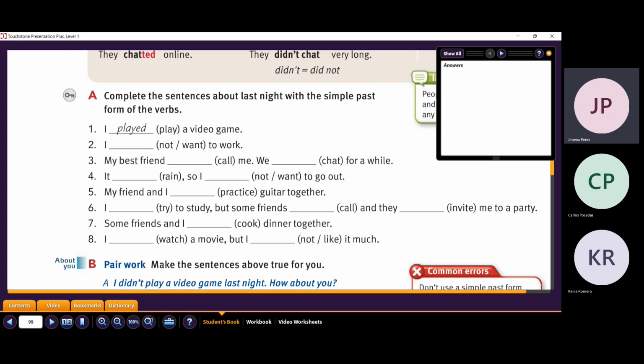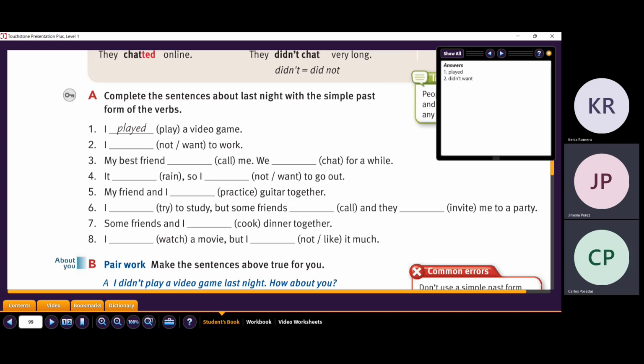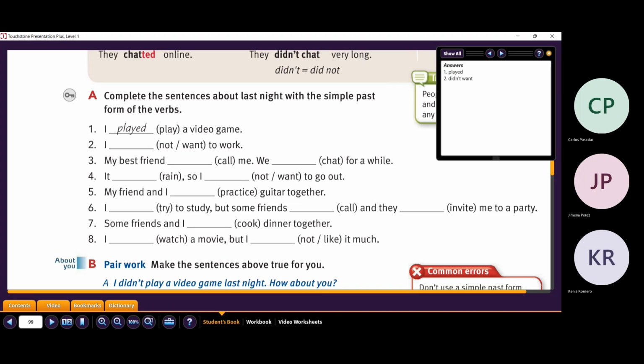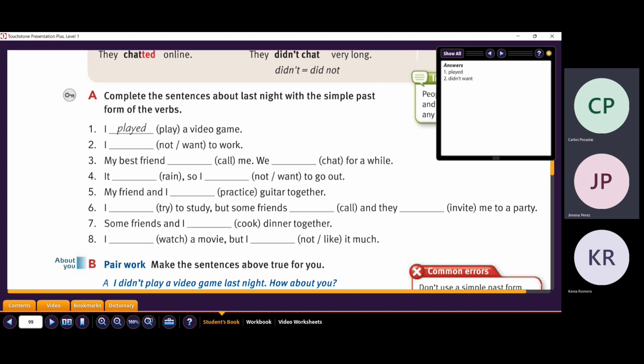Pues la primera es played. Entonces, Kenia, ¿cómo quedaría la número 2? I didn't want to work. Exactly. I didn't want to work. Number 3, Carlos. My best friend called me. We chatted for a while. Exactly. We chatted for a while.